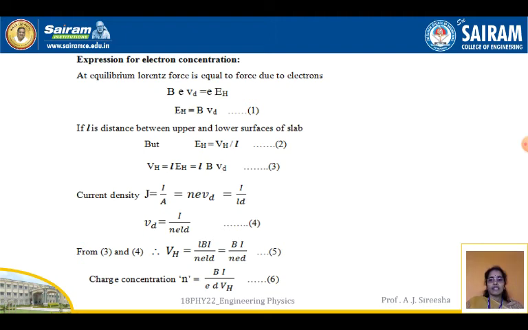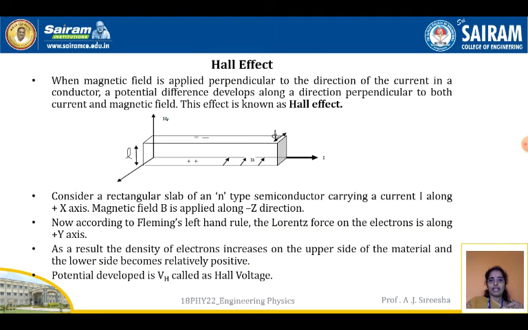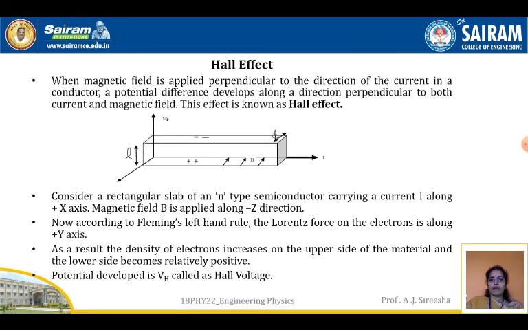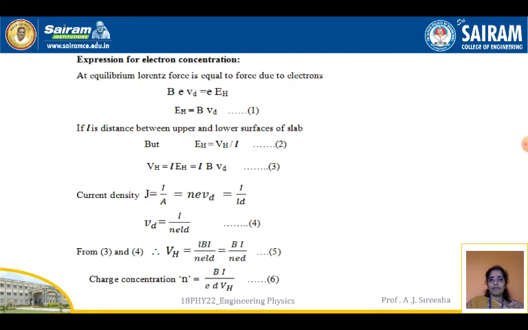So, rearranging the terms, EH is equal to BVD, which is nothing but equation 1. L is the distance between the upper and the lower faces of the slab. If you look at the diagram, I have given the dimensions here: the width is given by L, and the thickness of the slab is given by D. L is the distance between the upper and the lower surface of the slab.